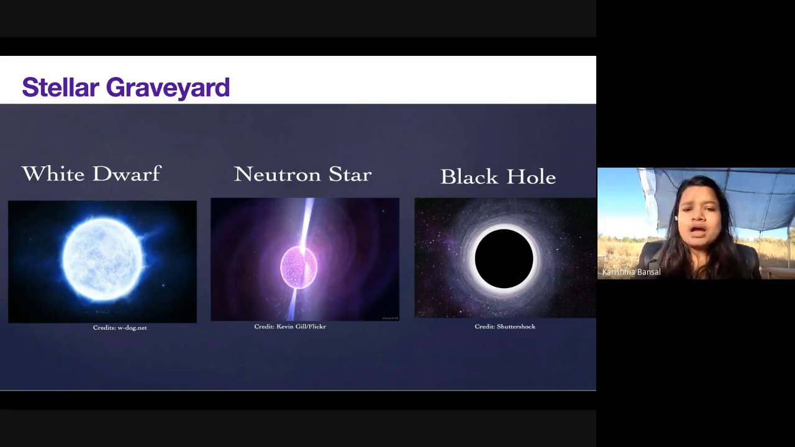And it can form either a neutron star or a black hole, again depending on the mass of the star. If it's between 8 to 30 solar masses, it will be a neutron star, and if it's even higher, it will be a black hole. So this is what I call the stellar graveyard, and today the focus of my talk is neutron stars.